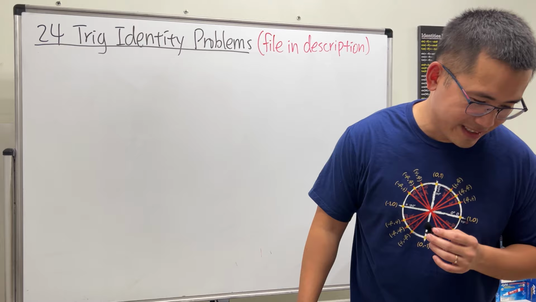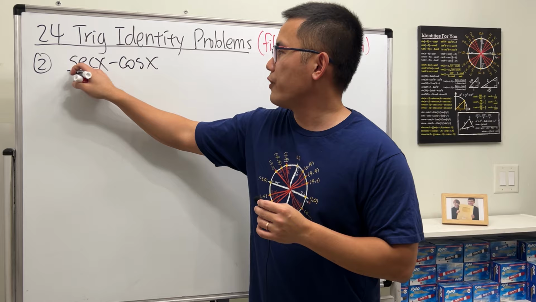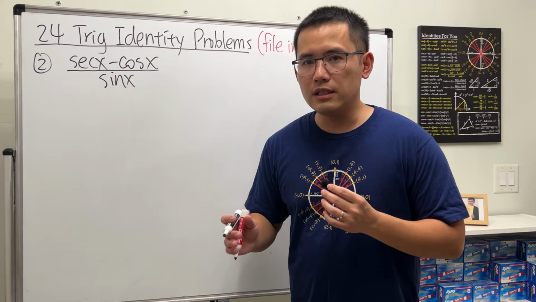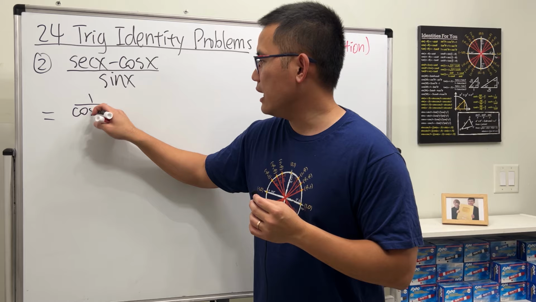All right, number two. Here we have secant x minus cosine x over, and on the bottom we have sine x. So what do we do? Well, just like earlier, the usual strategy is write everything in terms of sine cosine, and in that case, this guy has to be changed. Secant is 1 over cosine, so this is 1 over cosine x, and then just write down the rest.